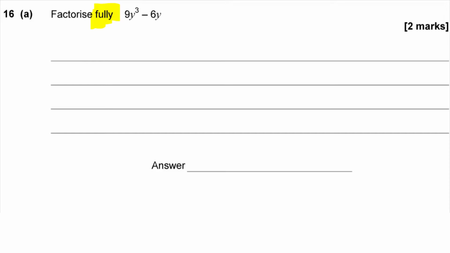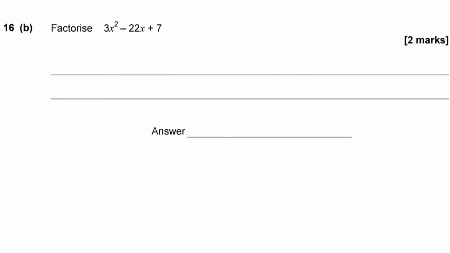If you have a look at 9y cubed and 6y, you can see there are two factors that you can pull out. 9 and 6 are both multiples of 3. And y cubed and y both have a y in them, so I can take 3y out as a common factor of both those terms. 3y times 3y squared is going to give me 9y cubed, and 3y times 2 is going to give me 6y. So that's what I'm going to get: 3y times (3y squared minus 2).